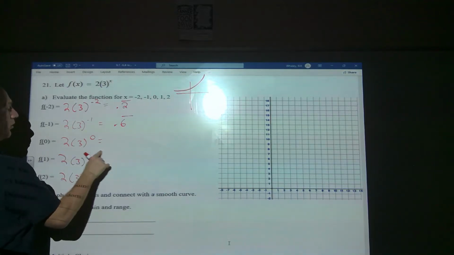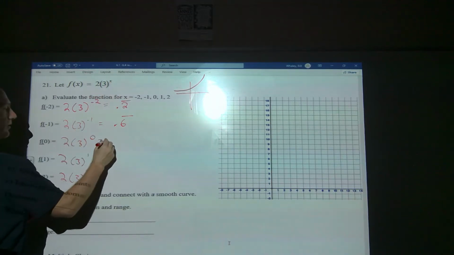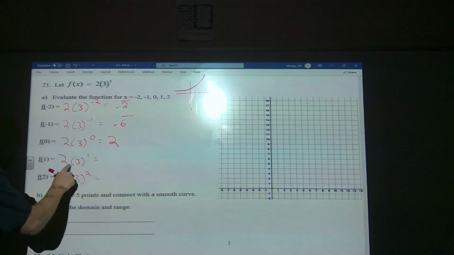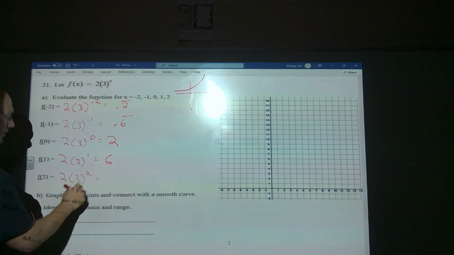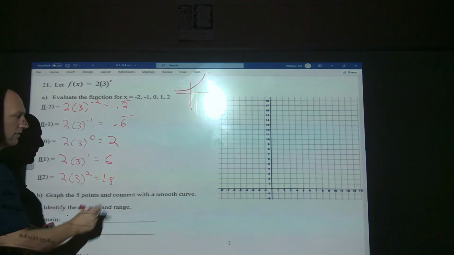We should already know this is going to be the y-intercept when x is 0. So this is going to be 2. 2 times 3 to the 1st. 2 times 3 is 6. 3 times 3 is 9. And then times 2 is 18.